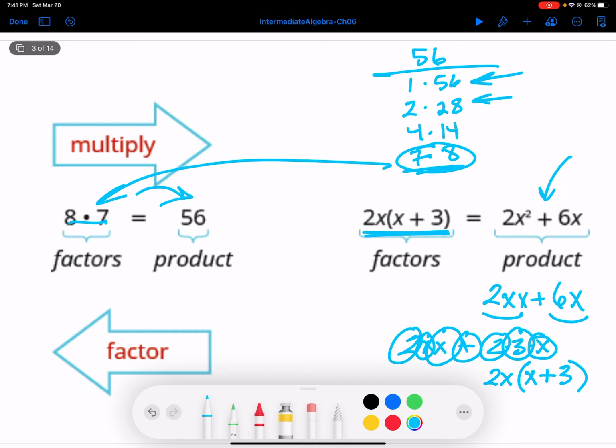And you can do a quick check if you want to. You can multiply it back through again. So you've got 2x times x, that's going to give you 2x squared, plus you've got 3 times 2x, that's going to give you 6x.